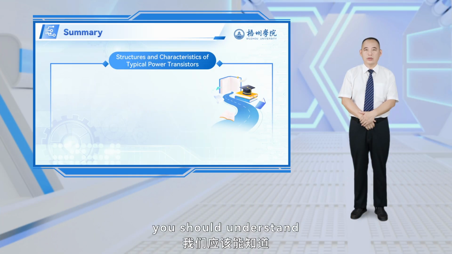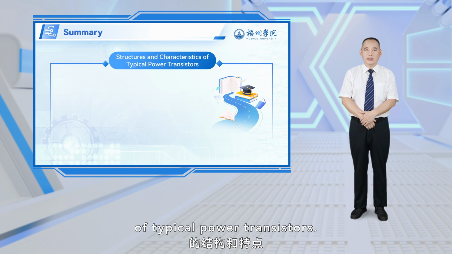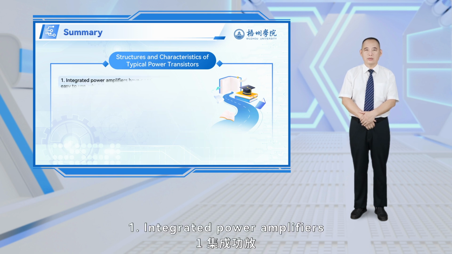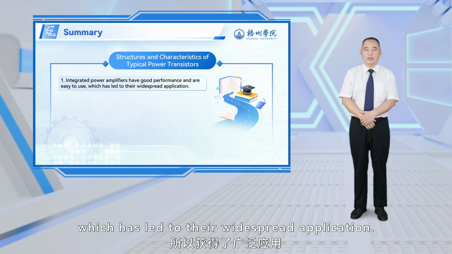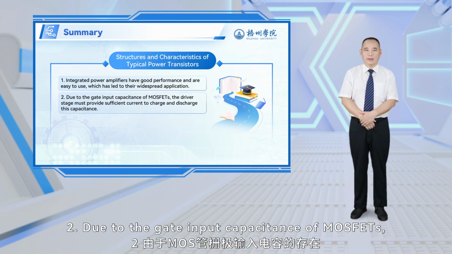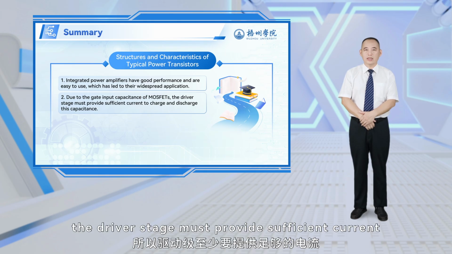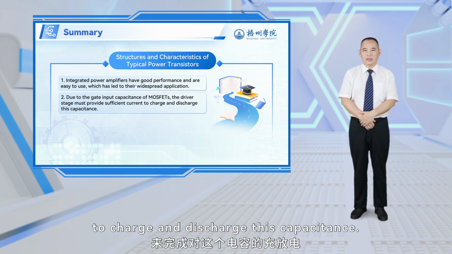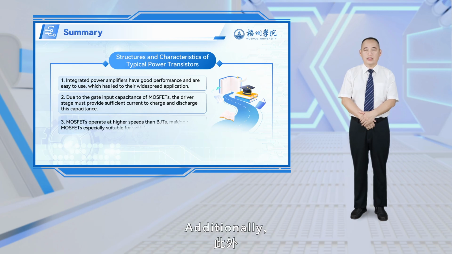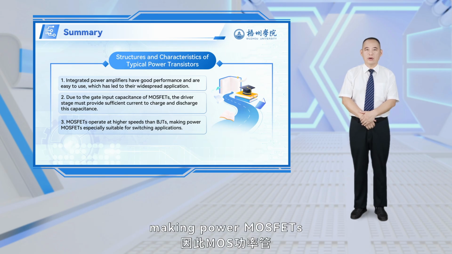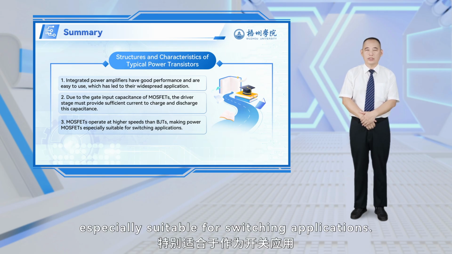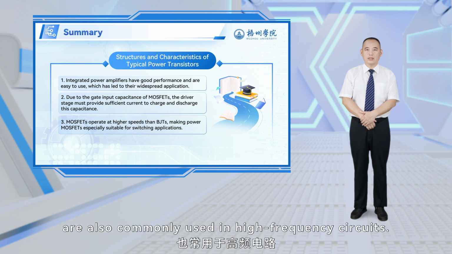After this lesson, you should understand the structures and characteristics of typical power transistors. 1. Integrated power amplifiers have good performance and are easy to use, which has led to their widespread application. 2. Due to the gate input capacitance of MOSFETs, the driver stage must provide sufficient current to charge and discharge this capacitance. Additionally, MOSFETs operate at higher speeds than BJTs, making power MOSFETs especially suitable for switching applications. Power MOSFETs are also commonly used in high-frequency circuits.